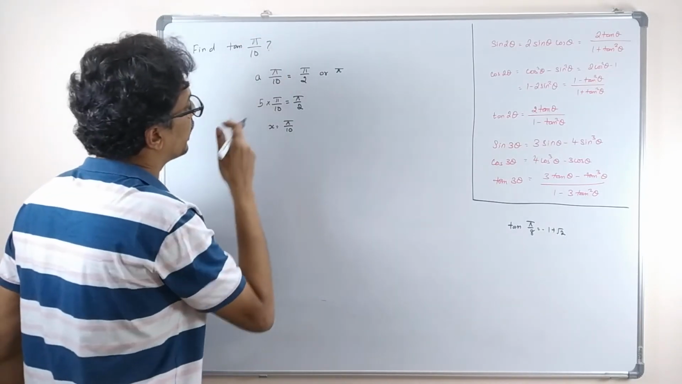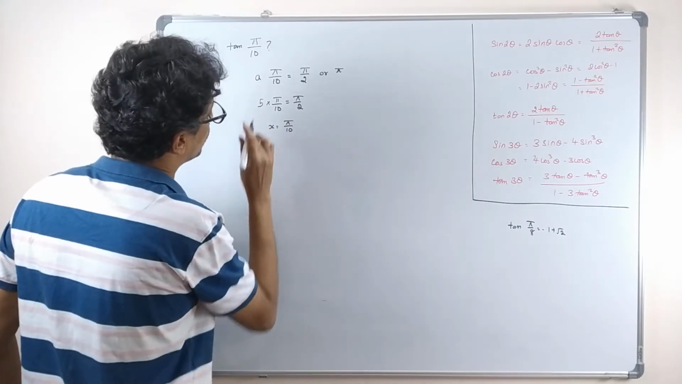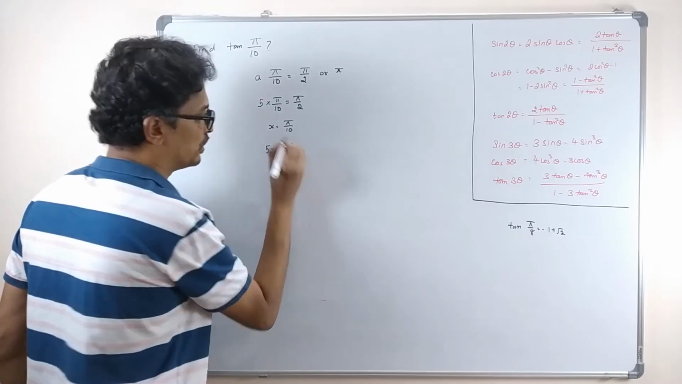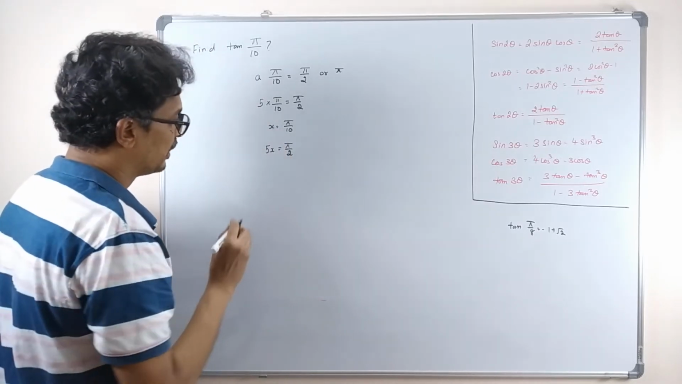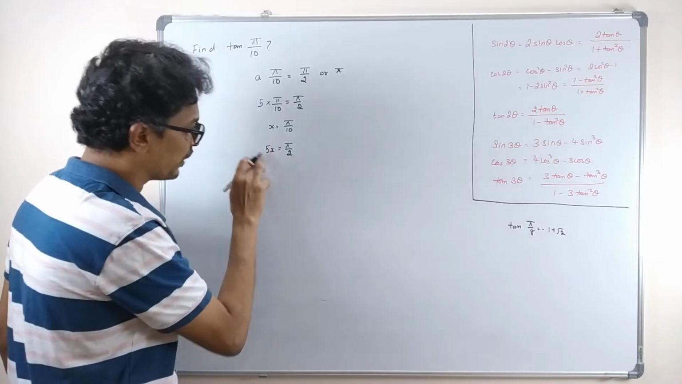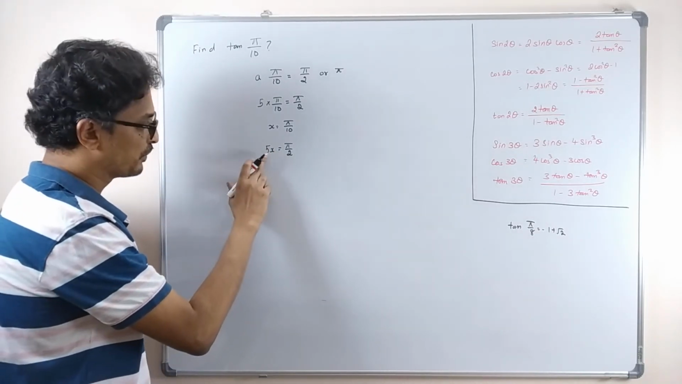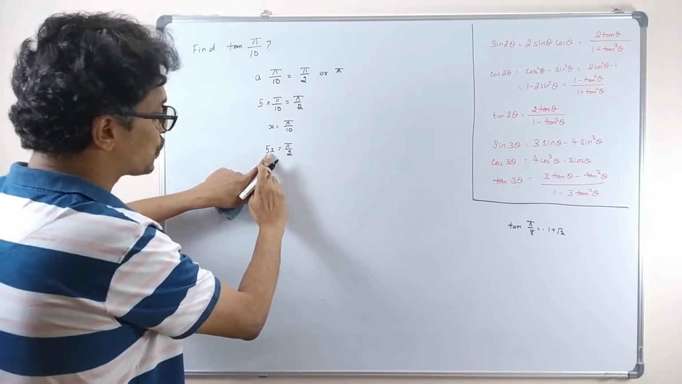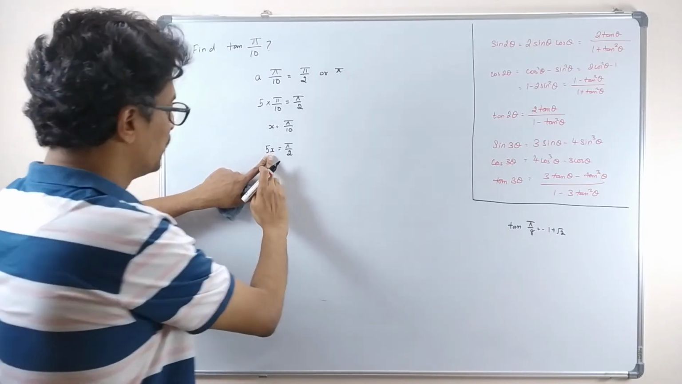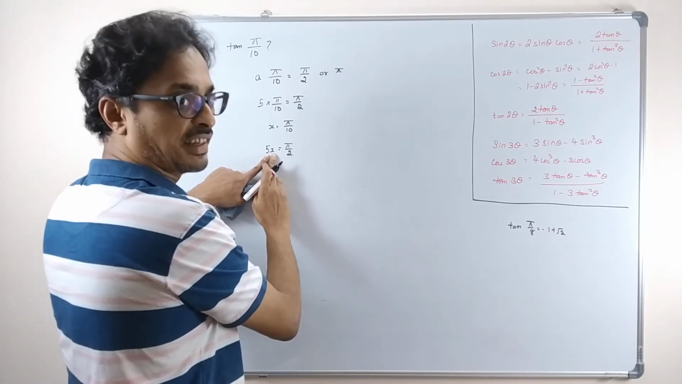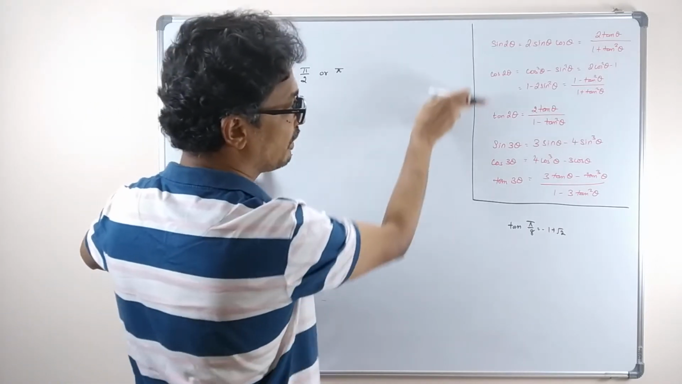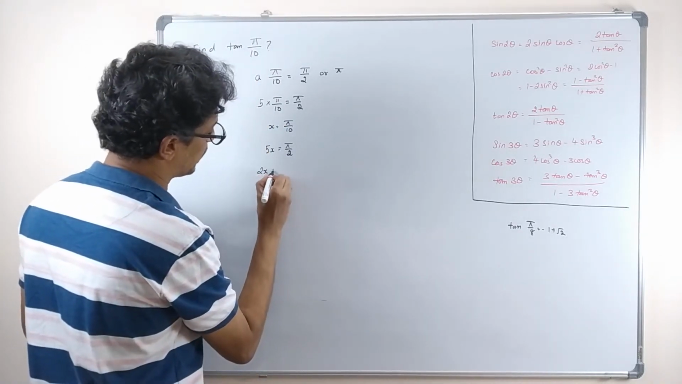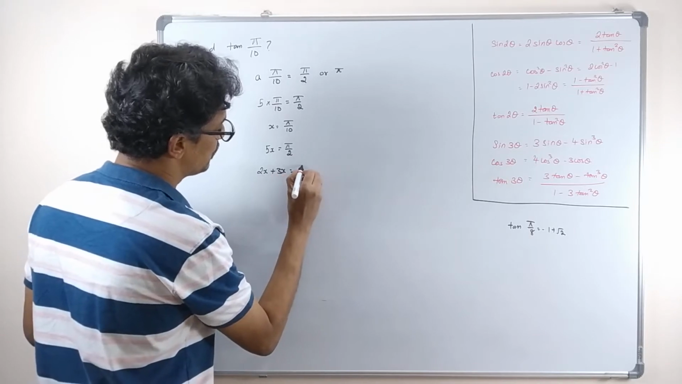And then what happens? So we will have 5x equal to pi by 2. Now let us break up this 5x. I can write 5x as 2x plus 3x, correct? So 2x formula I have, 3x formula I have. So 2x plus 3x equals pi by 2.